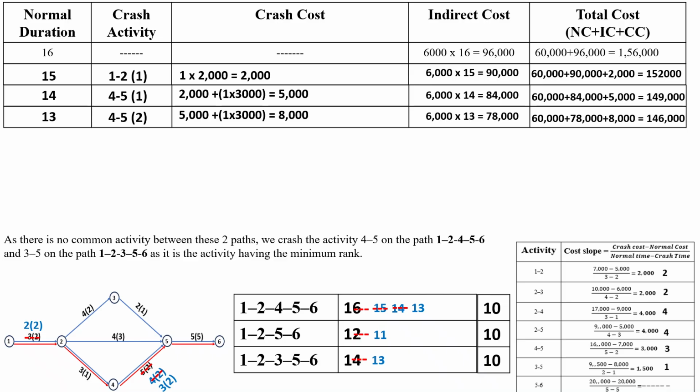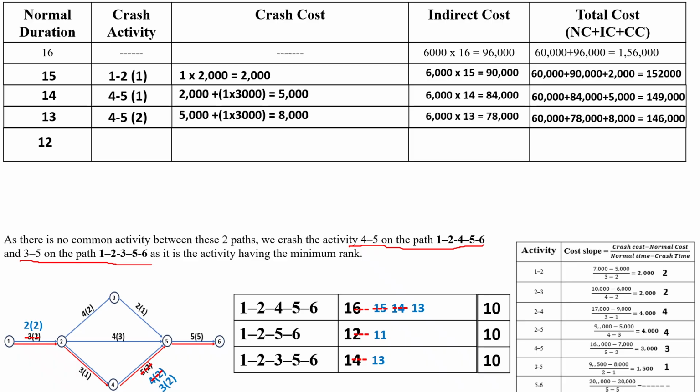Next, we go for the crashing of activity 4 to 5 on path 1, 2, 4, 5, 6. Similarly, we crash activity 3 to 5 on the other path 1, 2, 3, 5, 6. Let's crash for 1 day. Then the duration will become 12 days. We crash two activities here: one is 4 to 5 on path 1, 2, 4, 5, 6, and the other is 3 to 5 on path 1, 2, 3, 5, 6.